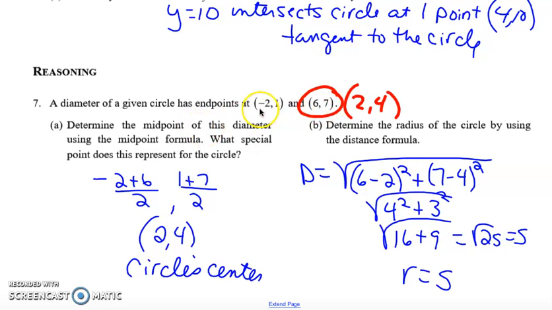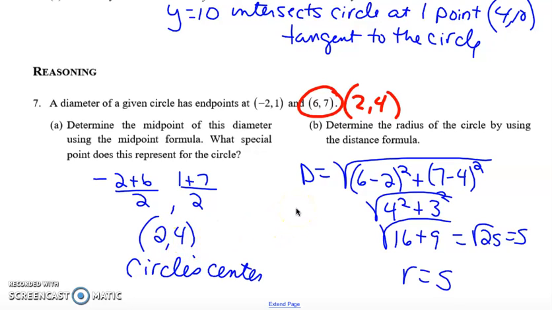So if I use my midpoint formula, I add the x's, -2 plus 6, and I divide by 2. That gives me 2. And then I do the same thing for the y's. I add the y's. 1 plus 7 is 8, divided by 2 is 4. So the midpoint is actually the center of the circle. So the circle center is (2, 4).